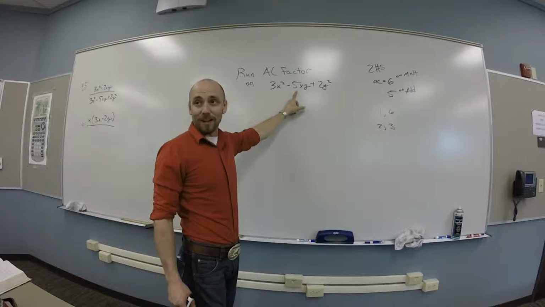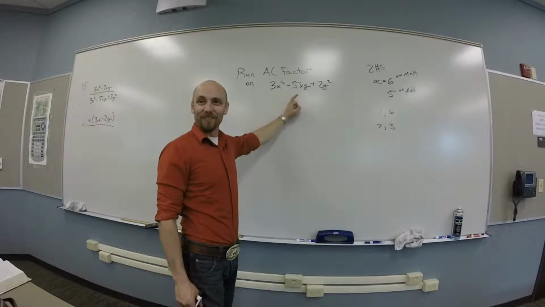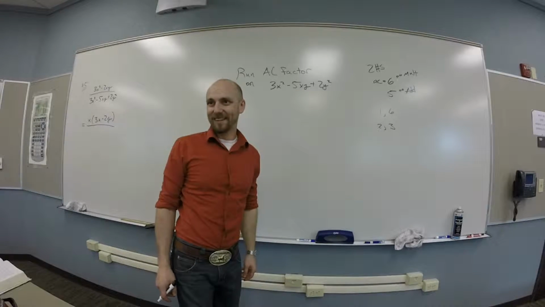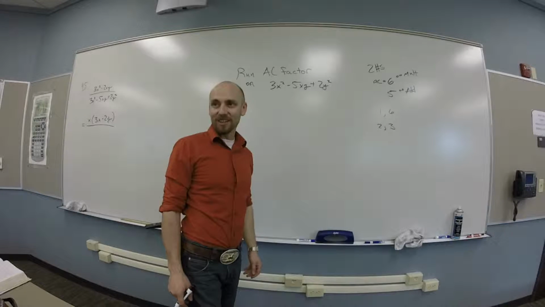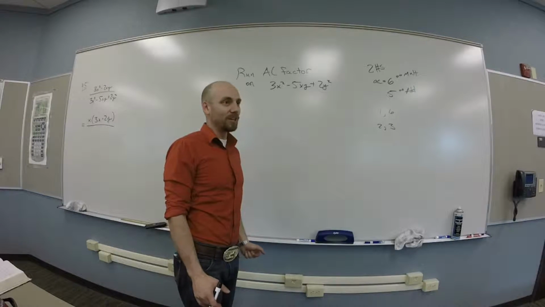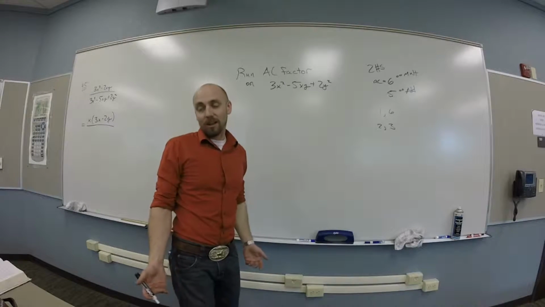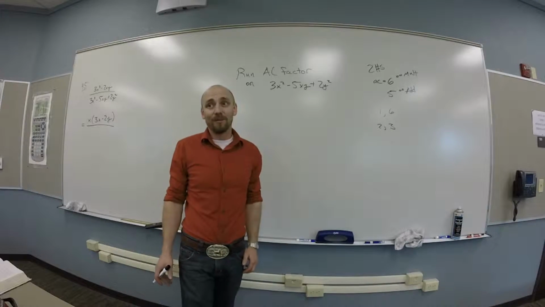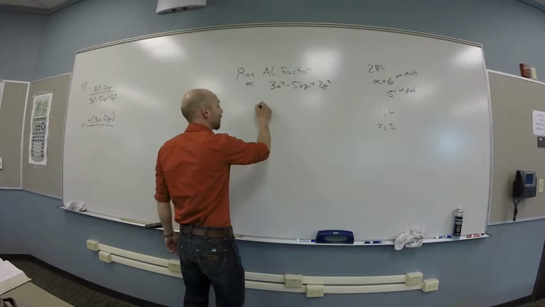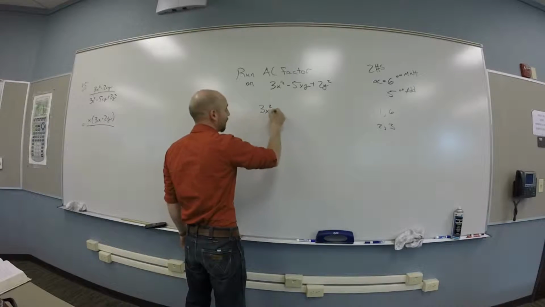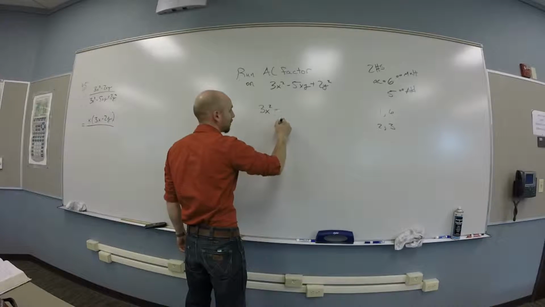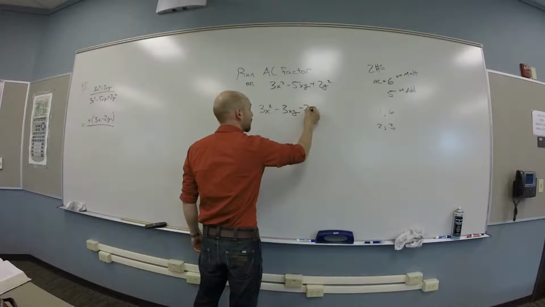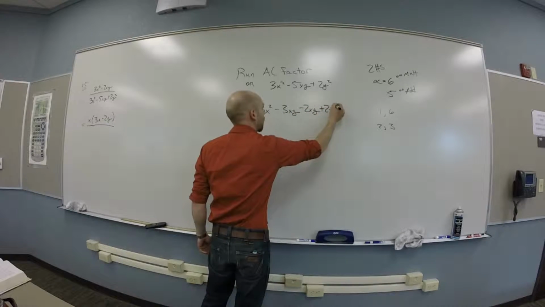I'm not sure what's happening here. This is super cool. I've never run into this with an AC method. Let's try one. Right? What else are you going to do? Stand there scared of it? So what are we going to try? 6 and 1. I'm going to try 2 and 3 because there's a 2 and a 3 in the problem, right? Okay, so I'm going to start with 3x squared minus 3xy minus 2xy plus 2y squared.